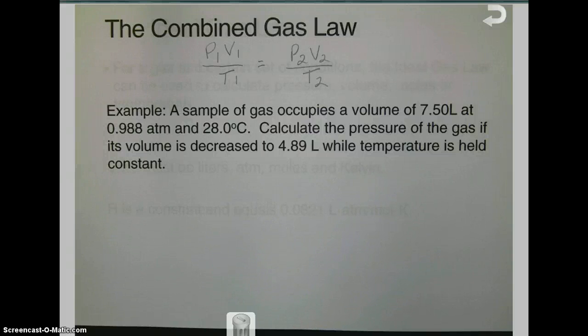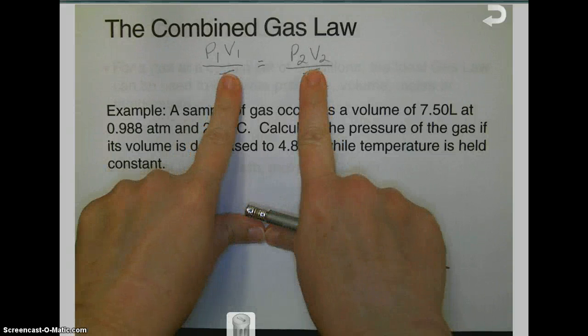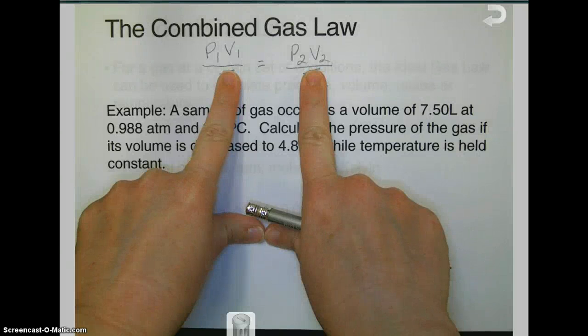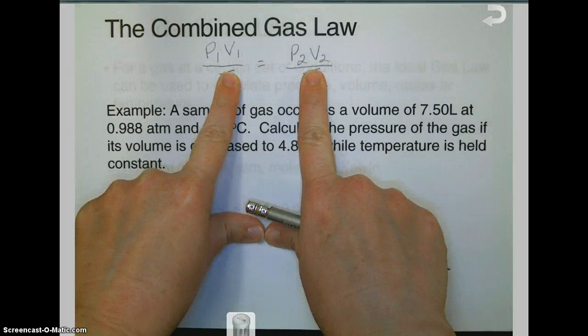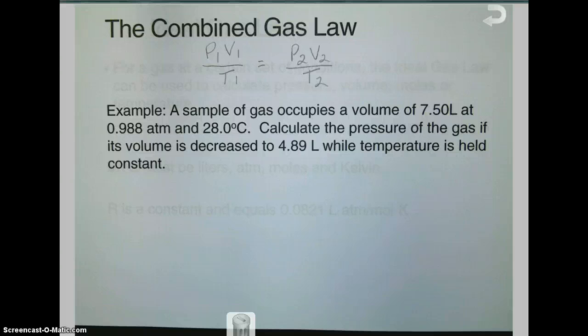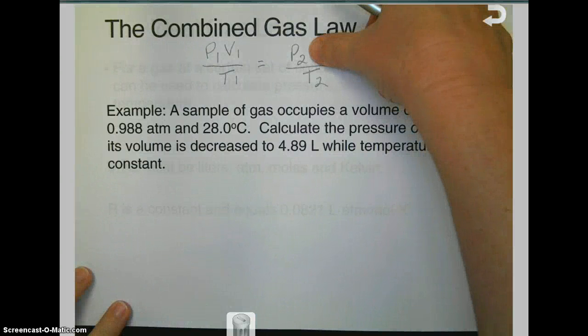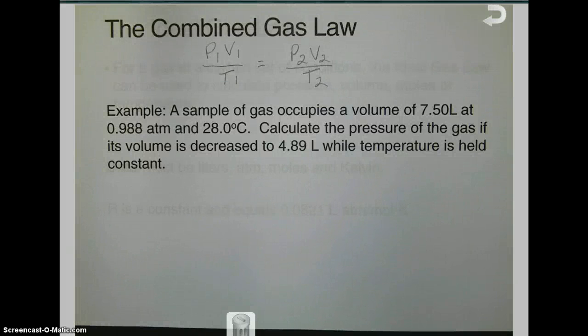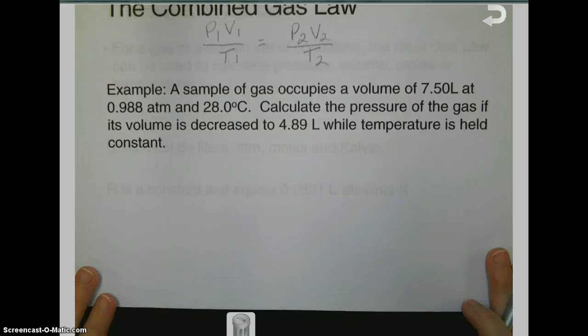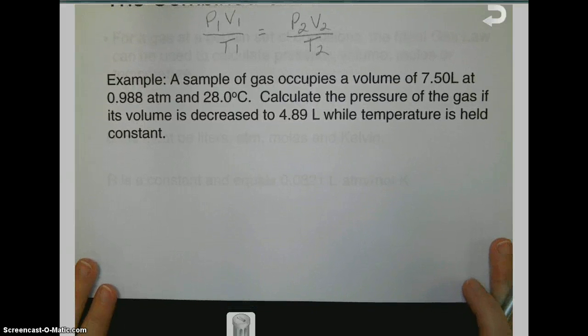Now, the good thing about this particular formula is if part of it is held constant, for example, if the temperature doesn't change, then you can take the temperature out of both parts and just use P1 V1 equals P2 V2. Or if the volume is held constant, you can take out the V's and just use the P's and the T's. Now the 1 represents the initial pressure, volume, and temperature, and the 2 represents the final pressure, volume, and temperature. So let's look at how one of these calculations works.